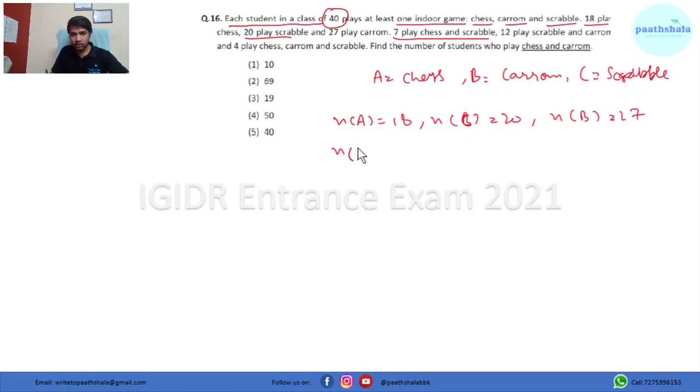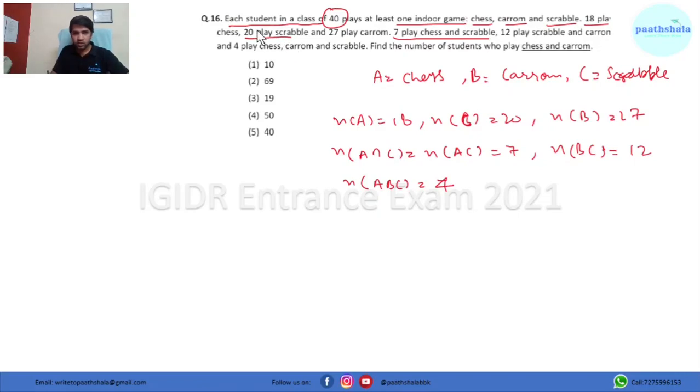Now it says 7 play chess and Scrabble both. So chess is A and Scrabble is C, so A intersection C, or alternatively NAC, is 7. Similarly, Scrabble and carom, that is BC, equals 12 students. And at the end, it is given 4 play chess, carom, and Scrabble, all 3. So NABC is 4.